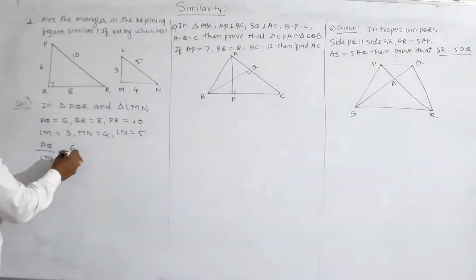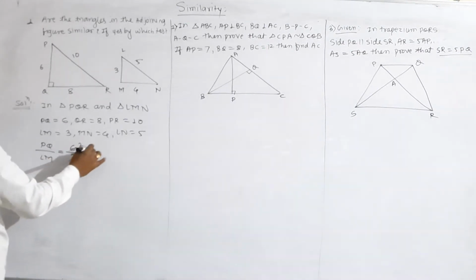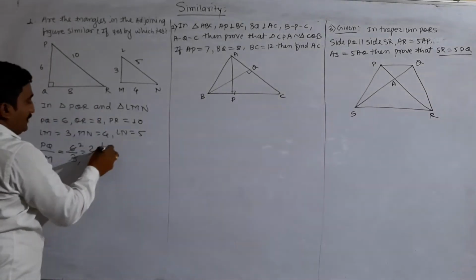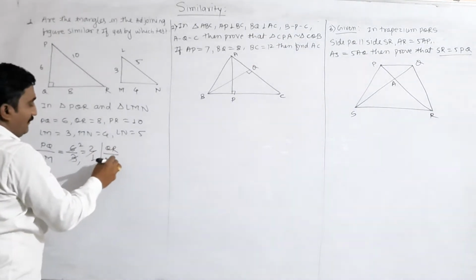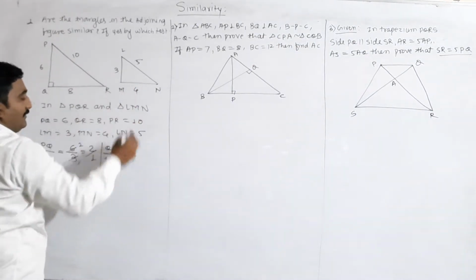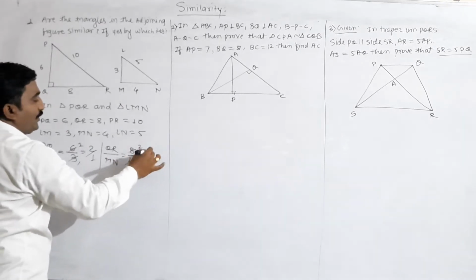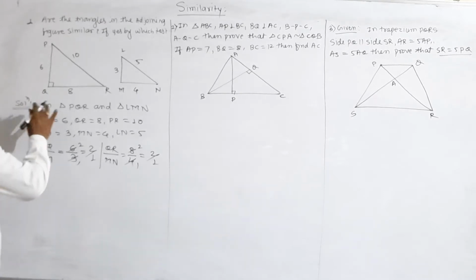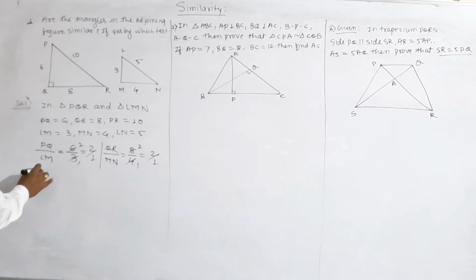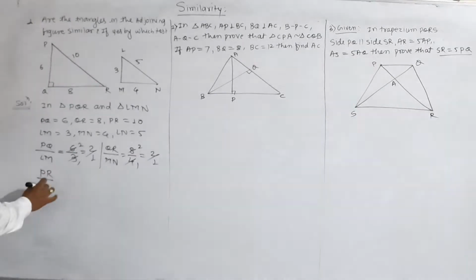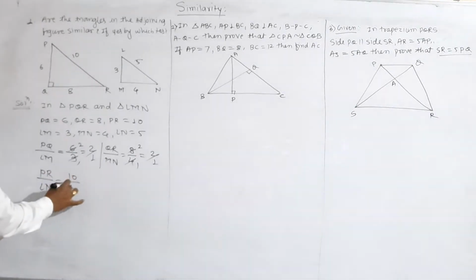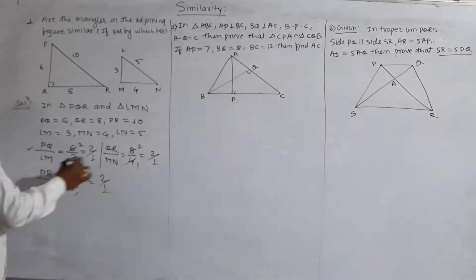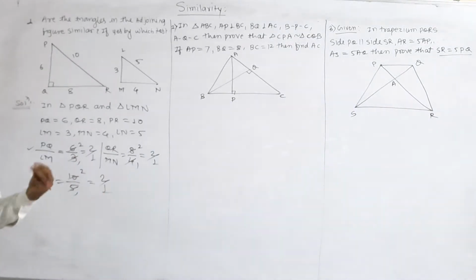It means 6 by 3, 3 ones are 3, 2s are 2 by 1. This is the first ratio. Second is QR divided by MN. Value of QR is 8, MN is 4, 4 ones are 4, 2s are 2 by 1. This ratio is also the same. And the last ratio is PR divided by LN. PR is 10 and LN is 5. 5 ones are 5, 2s are 2 by 1. It means the ratio of the corresponding sides are equal.